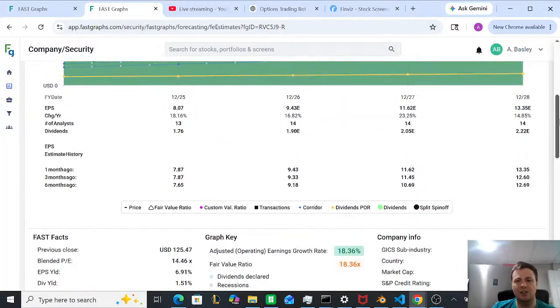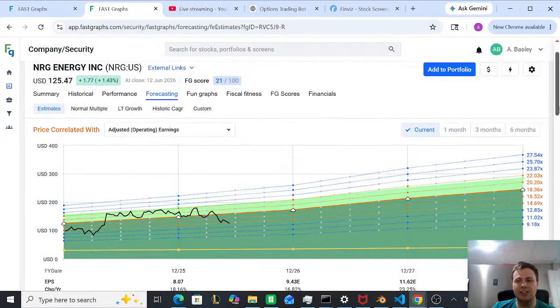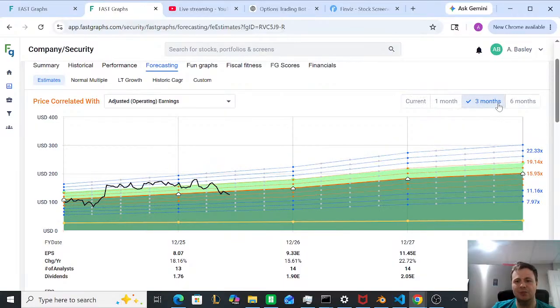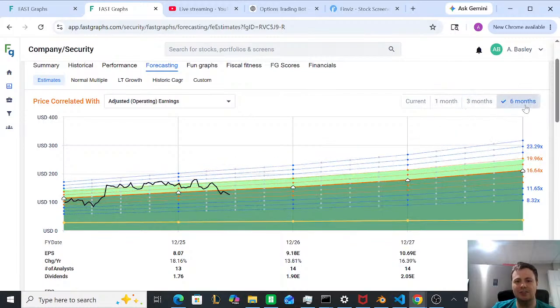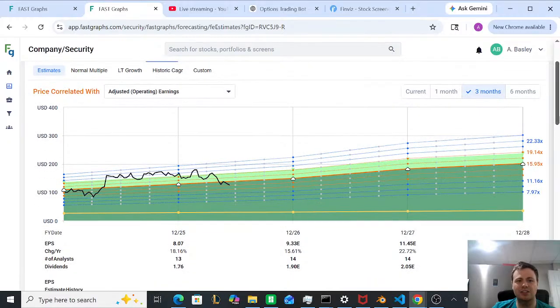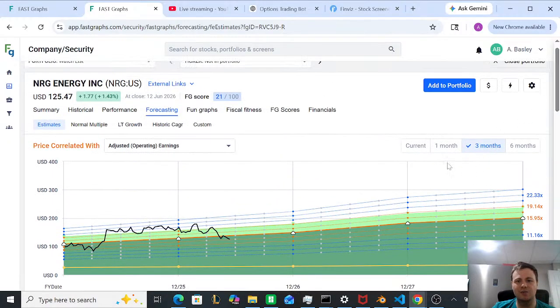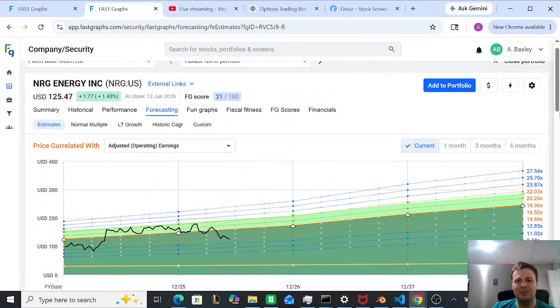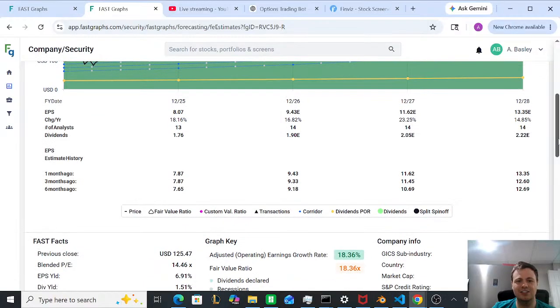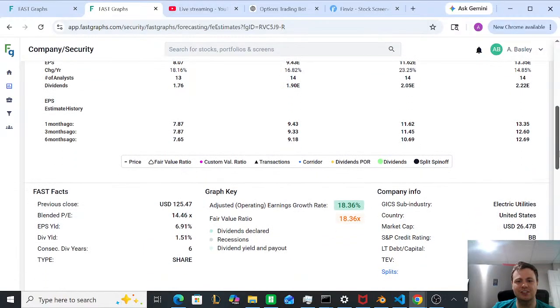If we look here, we can also see how the analyst estimates have been changing. 1 month ago versus the current, the estimates haven't really changed. But compared to 3 months ago, the estimates are actually increasing. That's a good sign. When the analysts keep moving their projections up compared to what they were 6 months ago, that's a good sign for the stock you're looking at.